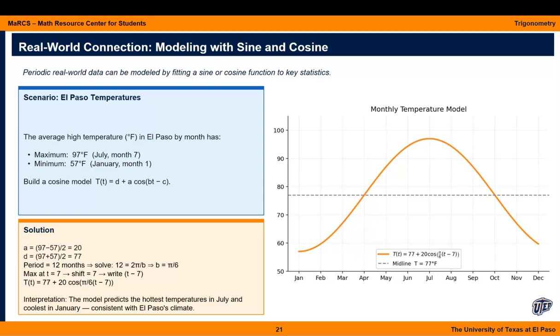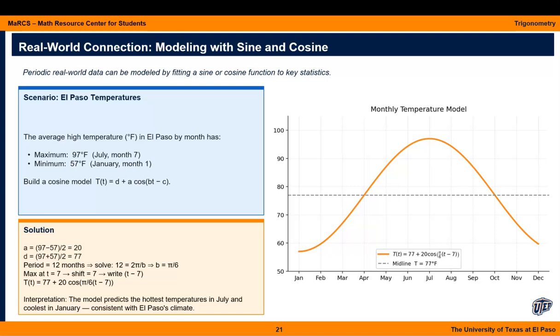Now let's apply everything to a real-world situation. We are modeling temperature using a cosine function. We are given a maximum of 97 and a minimum of 57. First, find the amplitude. 97 minus 57 divided by 2 is equal to 20. Next, find the midline. 97 plus 57 divided by 2 is equal to 77. Now find the period. Since the cycle is 12 months, 12 is equal to 2 pi over b, which means that b is equal to pi over 6.